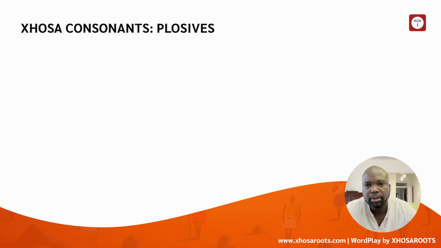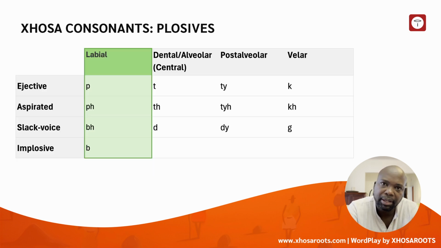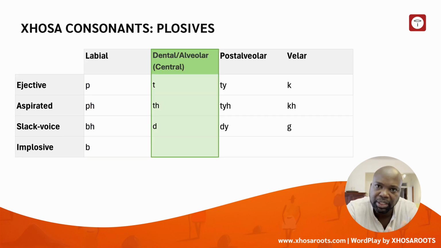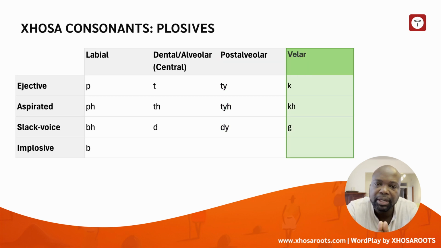What are plosives? Plosives are those consonant sounds that are produced by stopping airflow and then releasing it. And these, similar to how the clicks are organized, can also be organized into further categories. For example, we have the labial plosives, the dental alveolar plosives, which are central dental, similar to the clicks, the post-alveolar, and the velaric or the velar plosives.